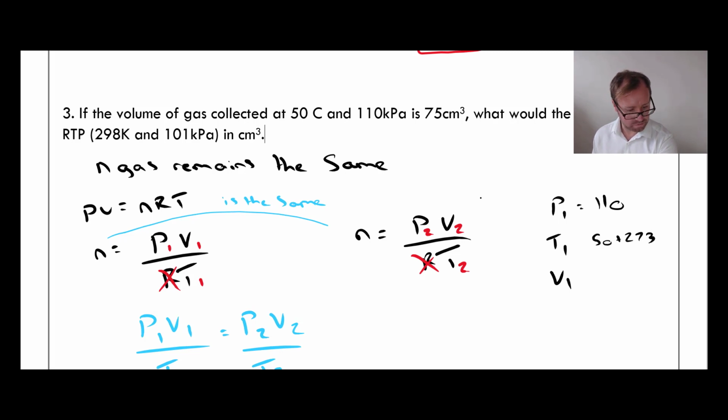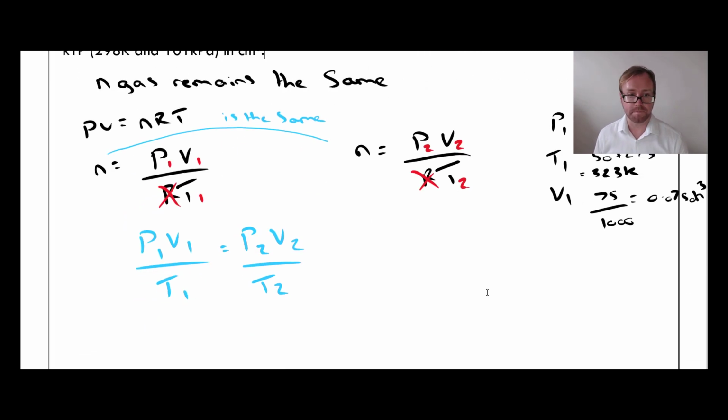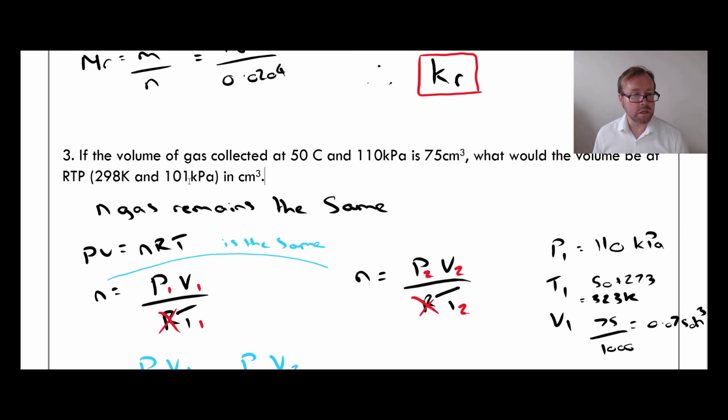My temperature is in centigrade, so I need to convert it into Kelvin. So it equals 383 Kelvin. Excuse me, 323. Can't do any maths today. 323 Kelvin, and I also need to convert my volume into decimeters cubed. So 75 divided by 1000 equals 0.075 dm cubed. My second pressure is already in kilopascals, and my temperature is in Kelvin already, and I'm going to calculate my V2, my volume.